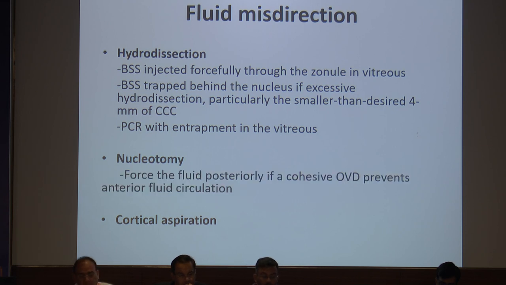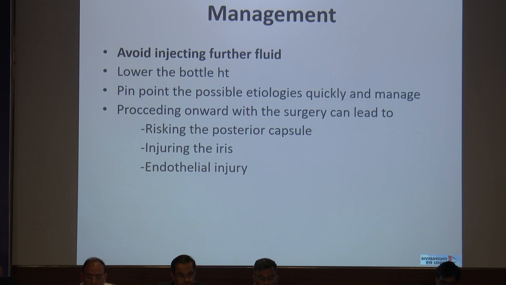If there is forcible direction of the fluid posteriorly, and if there is cohesive OVD which is not allowing the fluid to come into the anterior chamber, that can also lead to it, and sometimes in cortical aspiration. So what is the management? First, avoid injecting further fluid, assess the situation, lower the bottle height, pinpoint the possible etiologies and quickly try to manage, because this is going to lead to further problems.